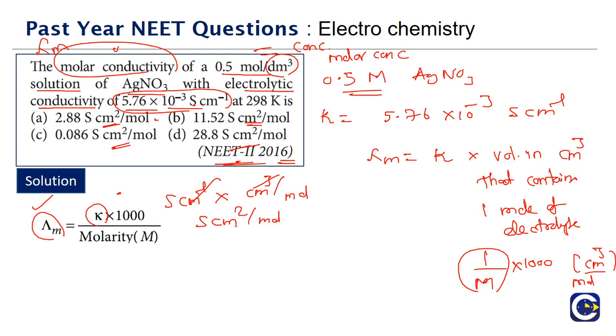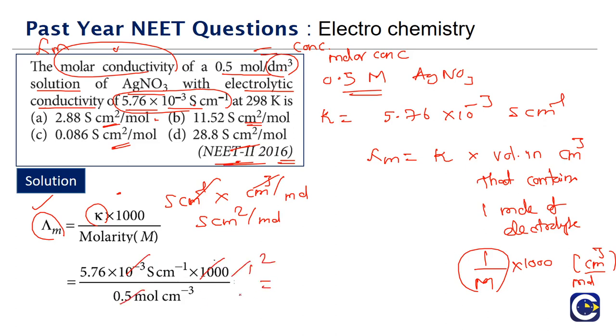Now it's a straight substitution. What is the kappa value? 5.76 into 10 power minus 3 into 1000 is there. 10 power minus 3 and 1000 cancel. So this is like 1 by 0.5. If you do 1 by 0.5, that is 2. So 5.76 into 2 will be 11.52. So 11.52 Siemens centimeter square per mole. So the correct answer for this is option B. It's a straight formula question. The formula relates the molar conductivity to the specific conductance kappa and the molar concentration.